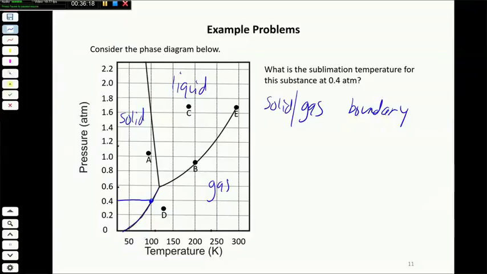At that 0.4 atmospheres, on that line, we go down and extrapolate to the x-axis, which is 100 Kelvin. So at 100 Kelvin, we can sublime the substance if the pressure is 0.4 atmospheres. All right, and we saw in an earlier question that the triple point was at 0.6. So in order to sublime the substance, you have to be below 0.6 atmospheres. So at 0.4, we can sublime it when the temperature is 100 Kelvin. And that would allow us to convert between solid and gas, or gas back to solid if we were cooling it down. So questions on sublimation? Okay.